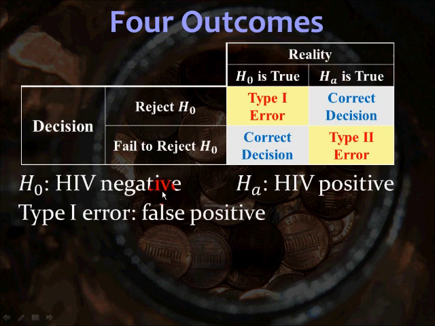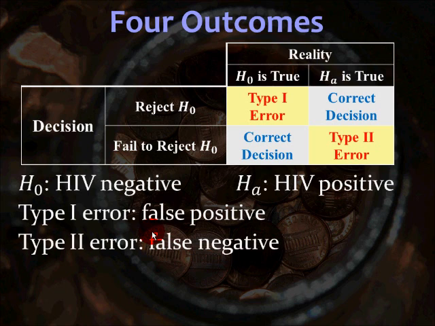So you reject HIV negative when you actually are negative. Let's call this a false positive. And for type 1 errors, you will often see them called false positives. A type 2 error is a false negative. False negative means you actually are HIV positive when you tested negative. So you fail to reject the null. You fail to reject HIV negative when you're actually HIV positive.